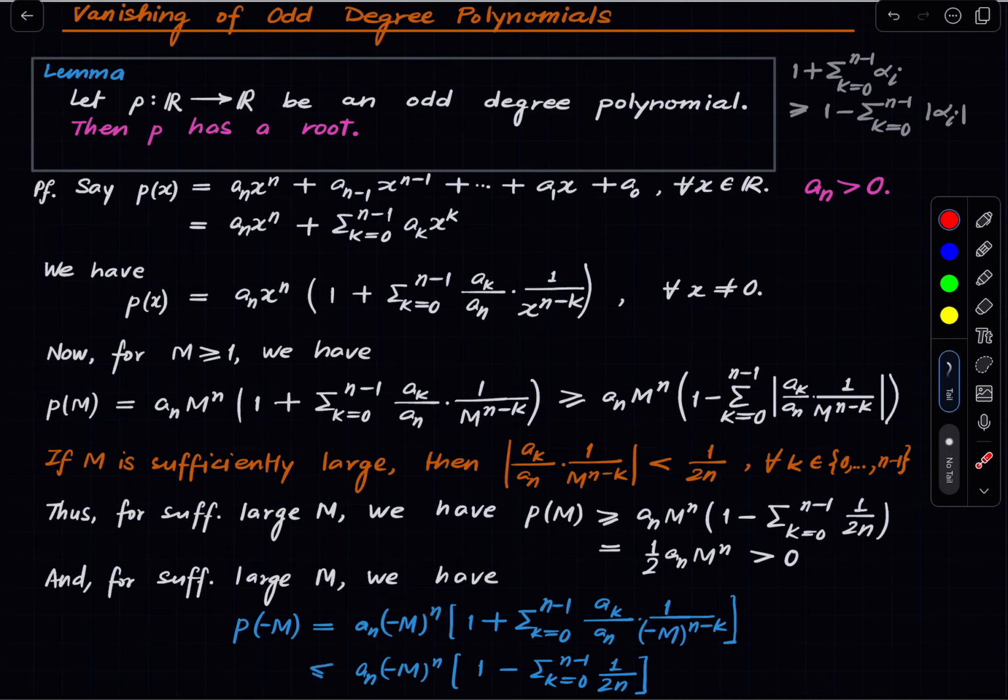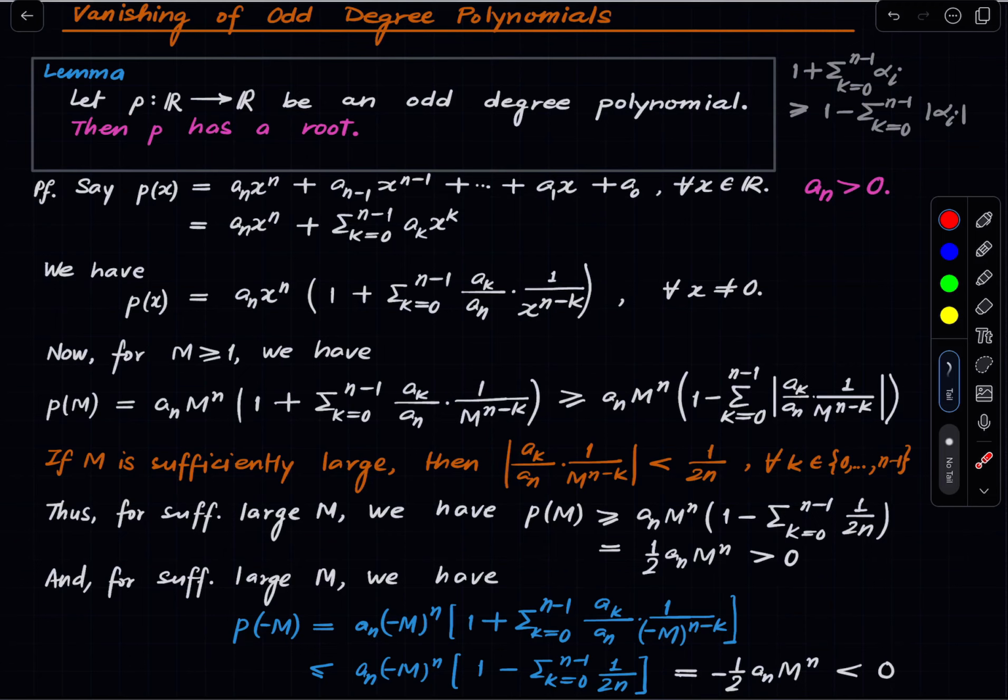And this right thing is equal to minus half of an m to the n, which is negative. So for sufficiently large m, p of minus m is negative. So what we see is that the polynomial p takes both positive and negative values, and that finishes the proof that p has a root by using the intermediate value theorem.